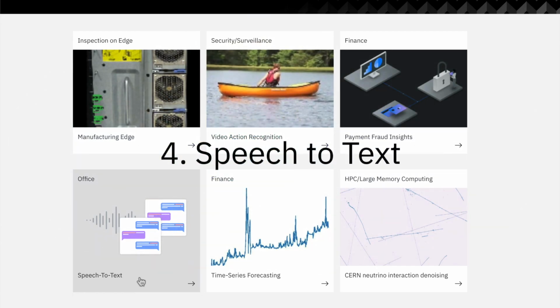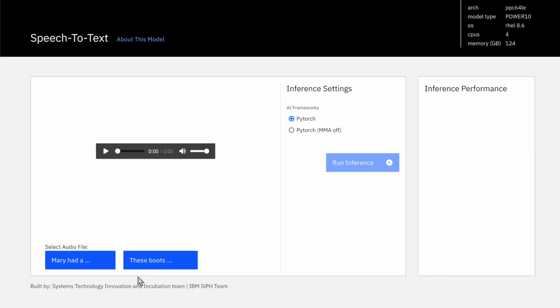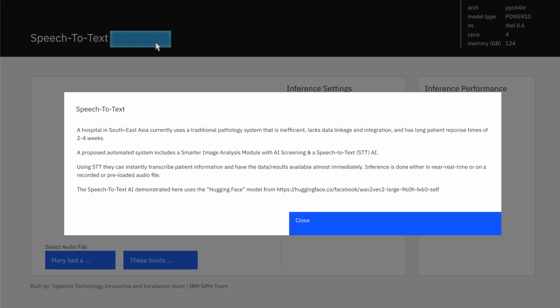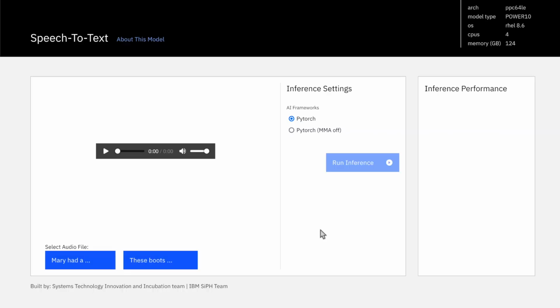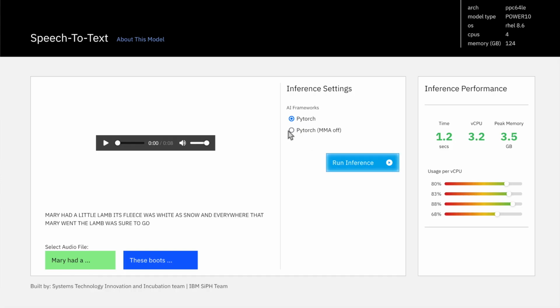This is a speech-to-text demo that uses automatic speech recognition built on the public Hugging Face model. There are many applications for transcribing audio to text. For example, a hospital in Southeast Asia currently uses a traditional pathology system that is inefficient, lacks data linkage and integration, and has long patient response times of 2 to 4 weeks. As part of their overall digital pathology solution, using speech-to-text, they can instantly transcribe patient information and have the data and results available online.